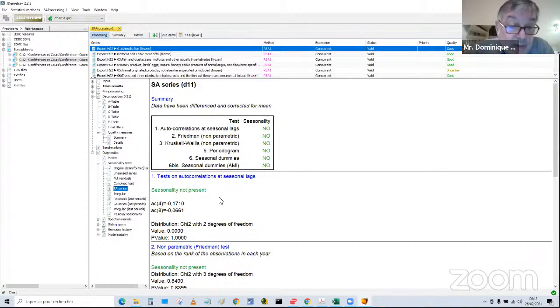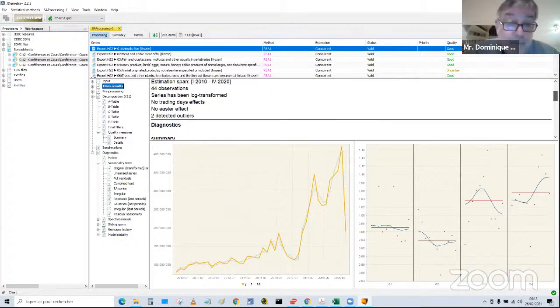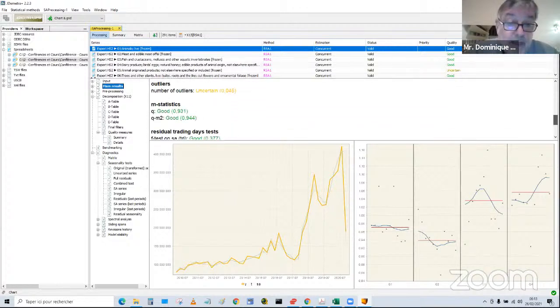I just have to check now, excuse me, if I have a residual trading day effect somewhere. So it's in main results. I will see it here at the end. I do not have a residual seasonal component in the trading day component in the seasonally adjusted series.